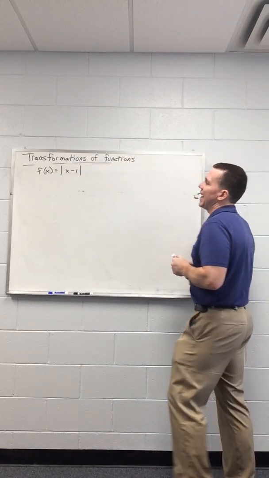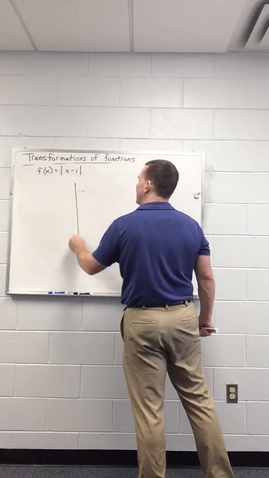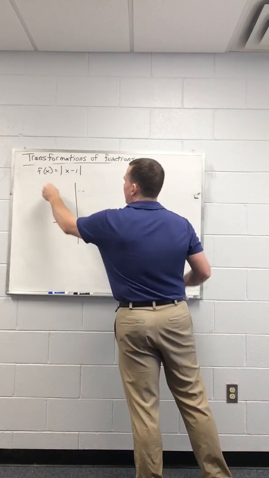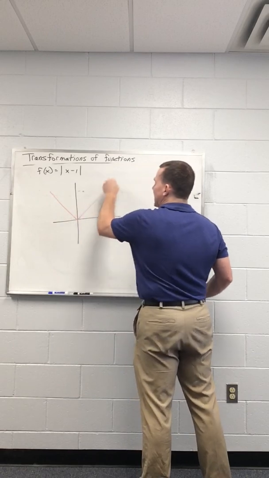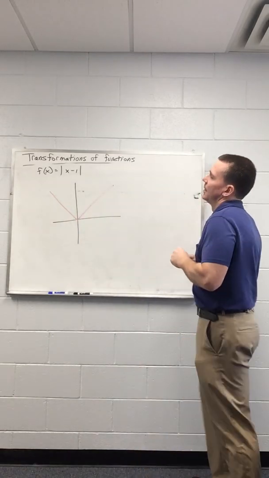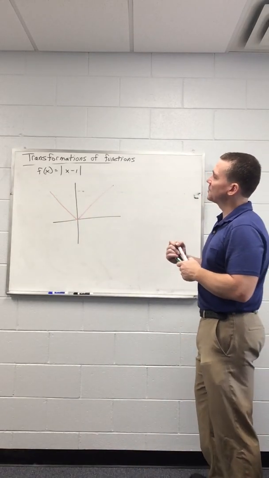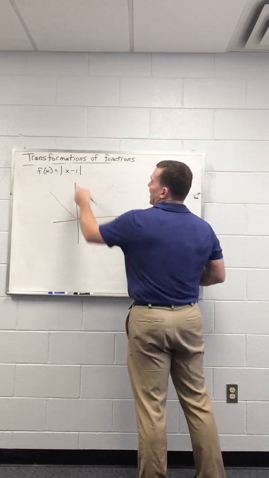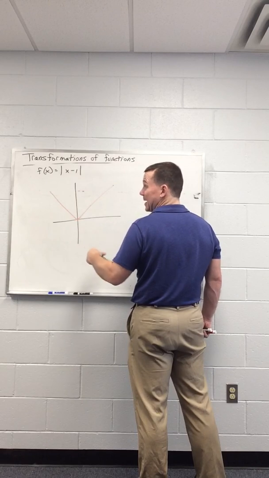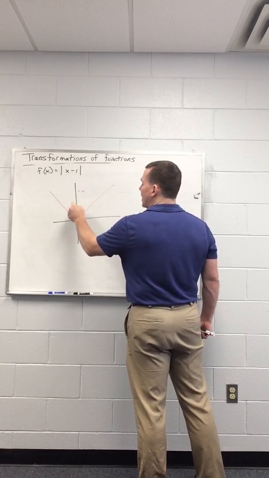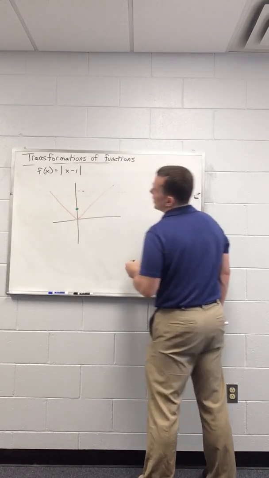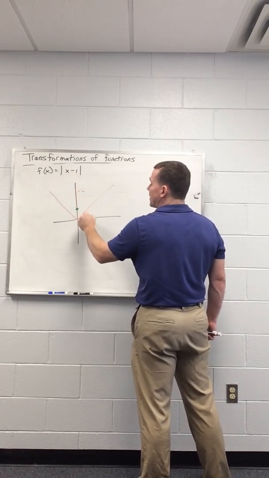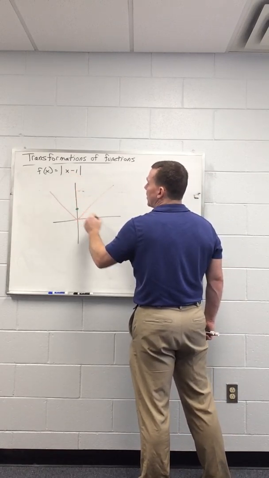Well, I want to graph that. Let's see. The regular absolute value graph just looks like a V like that. So what is the absolute value of x minus 1? Well, if I plug in 0, I get 0 minus 1, which is minus 1. The absolute value is positive 1, so I'm right here. If I plug in 1, I get 1 minus 1, which is 0. The absolute value of 0 is 0.